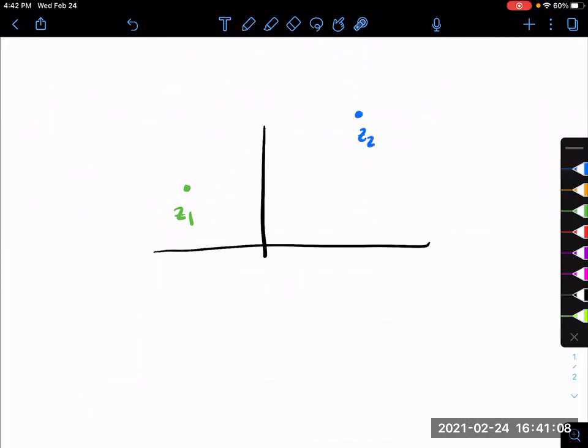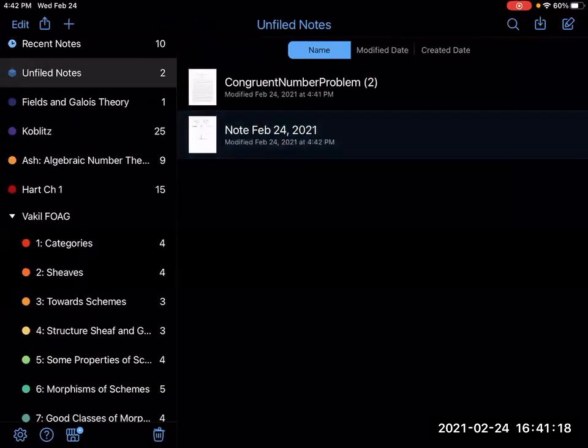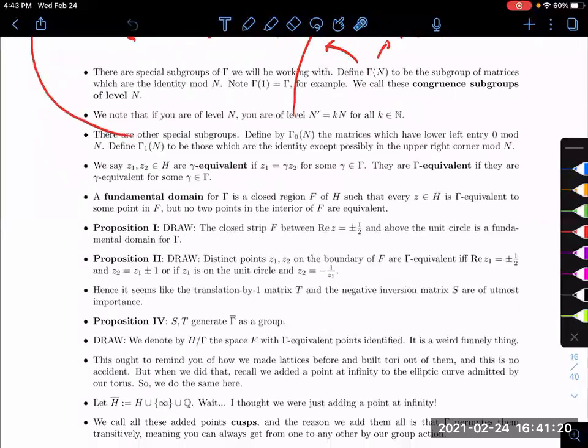If this second point Z2 happens to be gamma of Z1 for some gamma, then I'm going to call these two equivalent under this action, right? And then more generally, I'm going to call 2 points uppercase gamma equivalent if they are lowercase gamma equivalent for some matrix lowercase gamma in uppercase gamma.